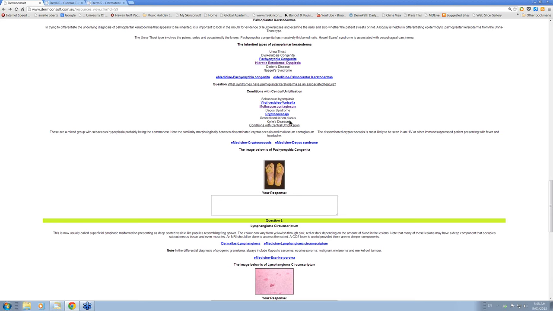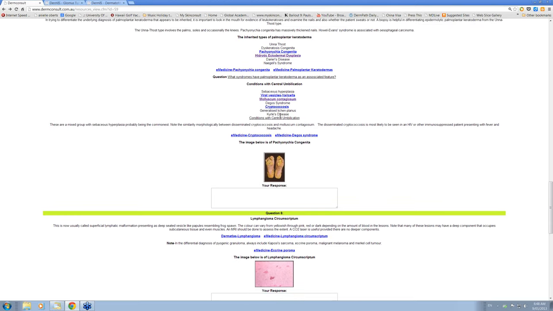Generalized lichen planus with central umbilication. Can't say I've seen that. Kyrle's disease, well, that's one of the perforating disorders, particularly in renal failure patients, particularly on the lower legs. But the only time there's central umbilication is where that keratin core in the middle is being pulled out of it. Then it looks a bit umbilicated in those conditions.